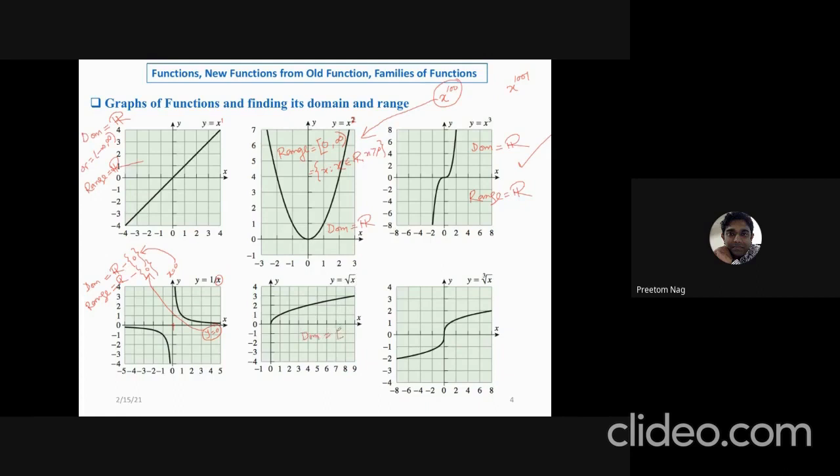Domain is 0 to infinity, right? Positive real numbers. And range is what? Same set, right? Same as domain. 0 to infinity. Okay, y এর value 0 থেকে infinity হচ্ছে.